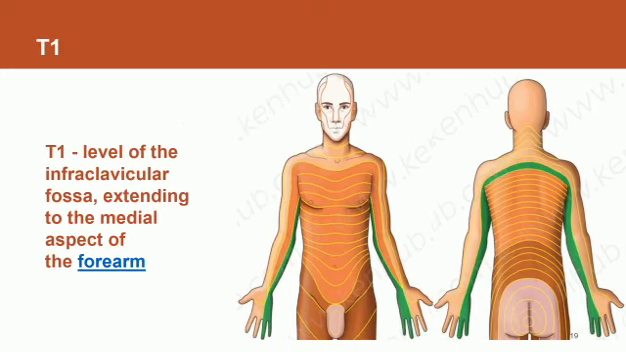T1. T1 is 2/3 to 2/3. If you remember, I told you C5 is 1/3 to 1/3. But T1 is 2/3 to 2/3. T1 is 2/3 down the medial aspect of the humerus, running across the ulnar side of the forearm, 2/3 of the way down.